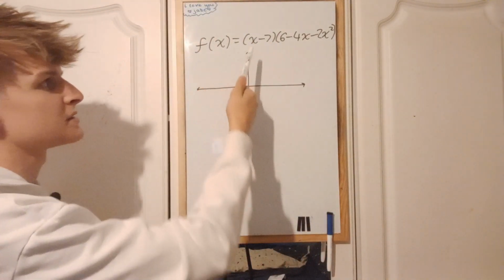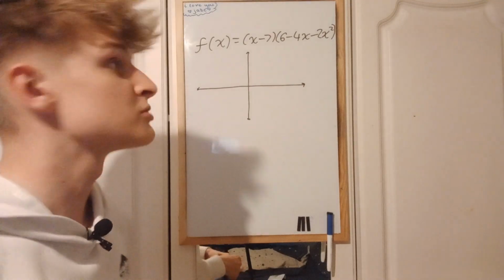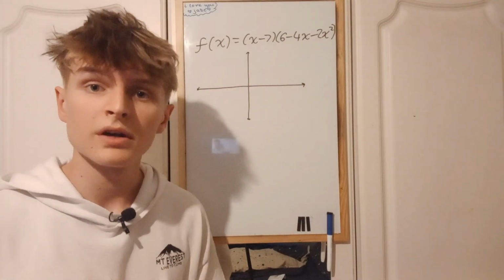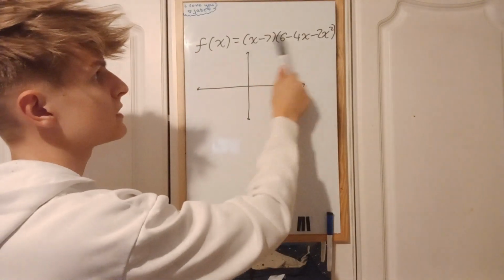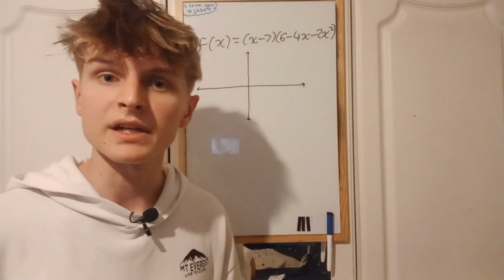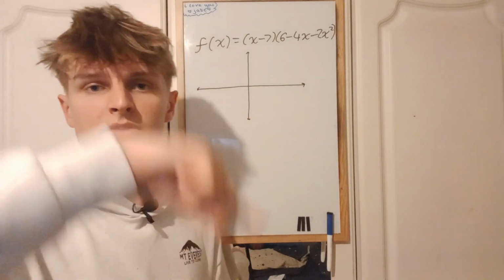Okay, so let's try that technique on a slightly harder example here. Let's look at our cubic function here. F of x equals x minus 7 in brackets multiplied by 6 minus 4x minus 2x squared. And you can tell this is a cubic because if you expand this all out, the highest power term you'll get is an x cubed. So yes, this is indeed a cubic, so we know what the general shape will be.